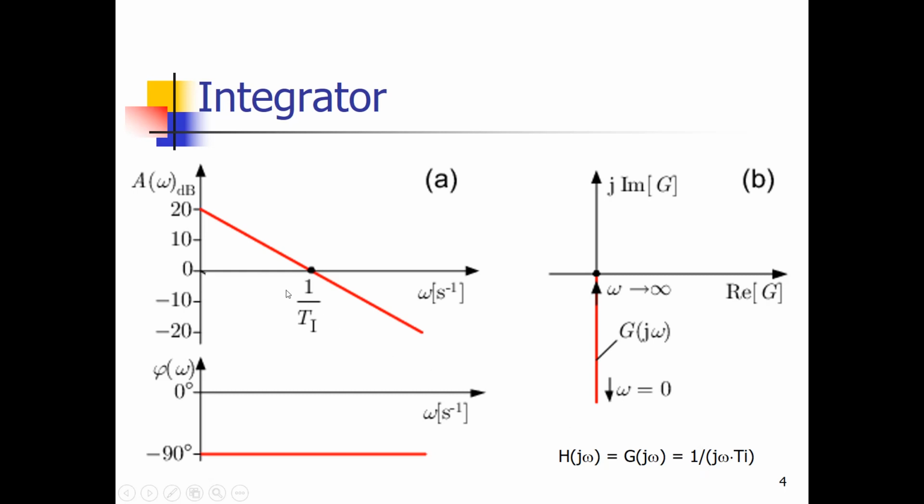And we see that when omega increases, the amplitude decreases. So that's why the Nyquist plot starts for very low frequencies over here, on the negative imaginary axis, and the amplitude decreases as the omega increases. And finally, we get into the origin.